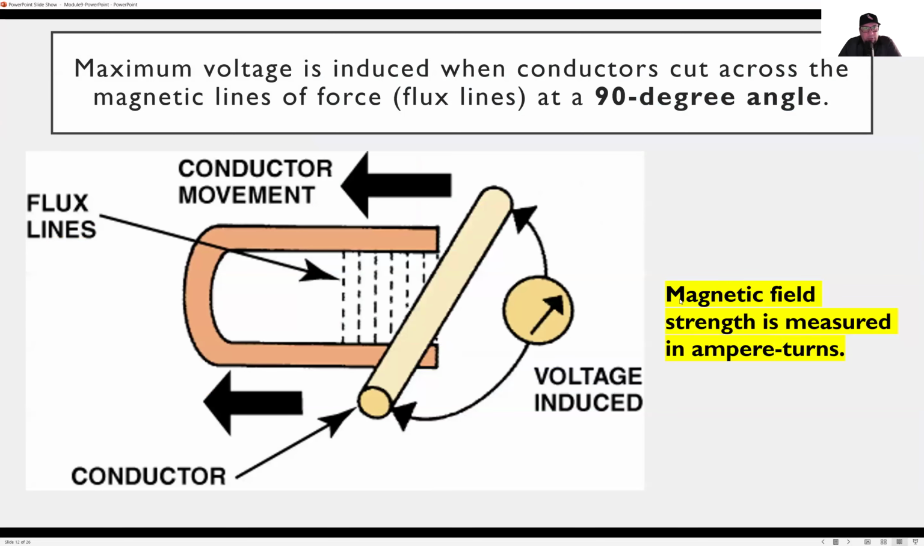And then this is just a little definition here for you guys. Just make sure you write this down. Again, magnetic field strength is measured in ampere turns. So it's more like a definition. The measurement we use to measure magnetic fields is ampere turns.